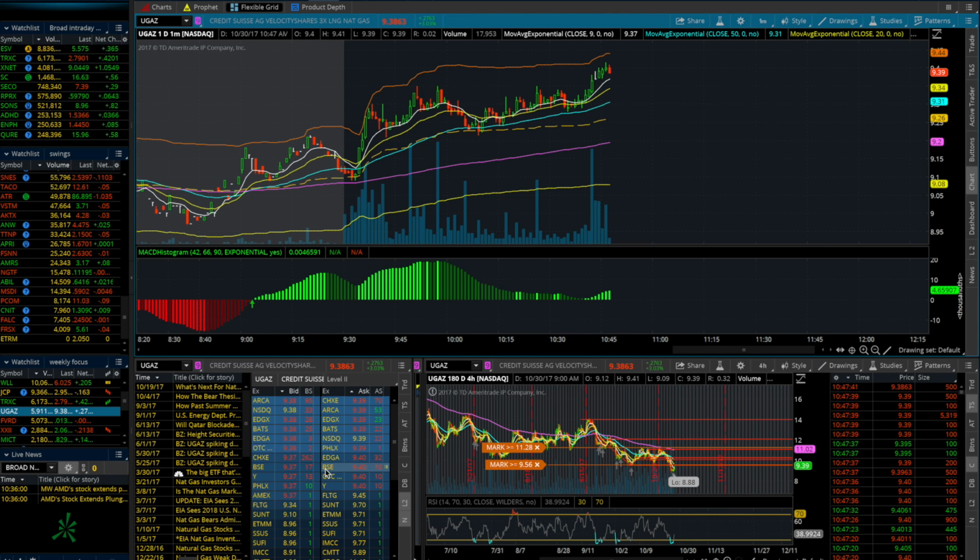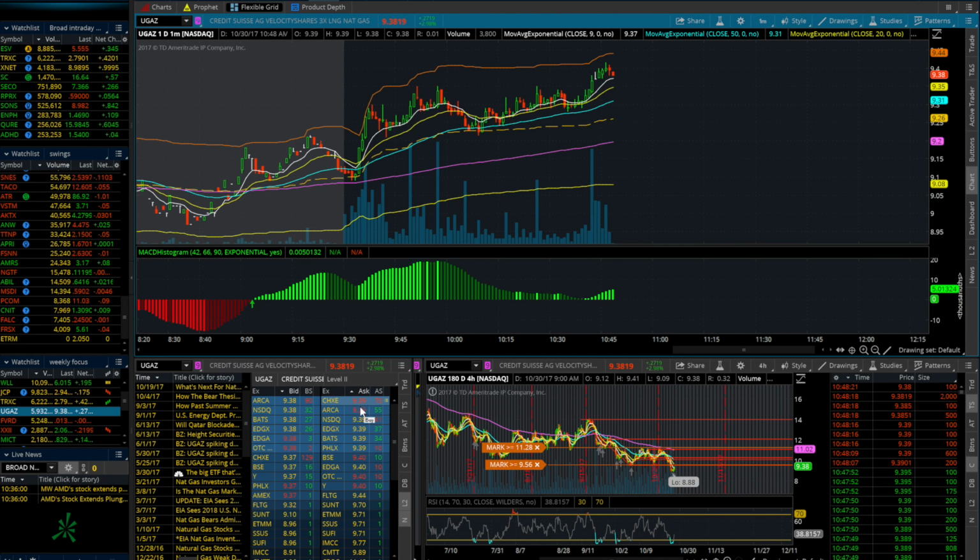Like this UGAS, there's a small wall here, 939 of sellers. But then you always have to keep in mind the bid size too, so you have to look at both walls. If one wall is bigger than the other, expect the price to move that way. So if the bid wall was bigger than the ask wall, expect the price to increase. But if the sell wall is bigger than the bid wall, expect the price to go down. It's pretty intuitive when you think about it that way.